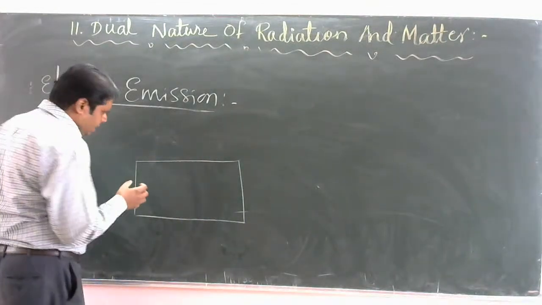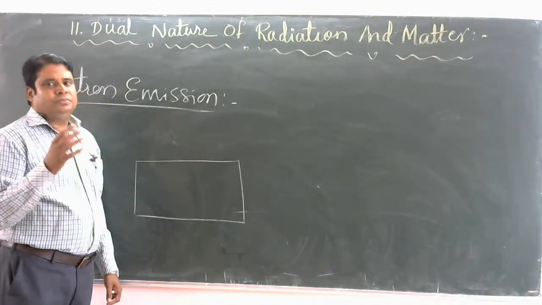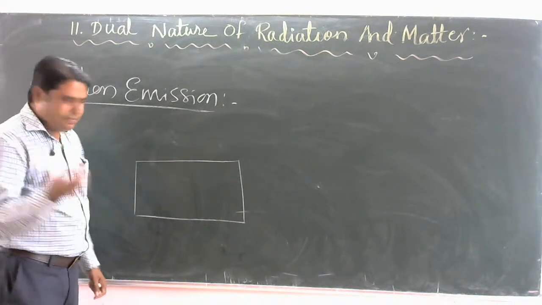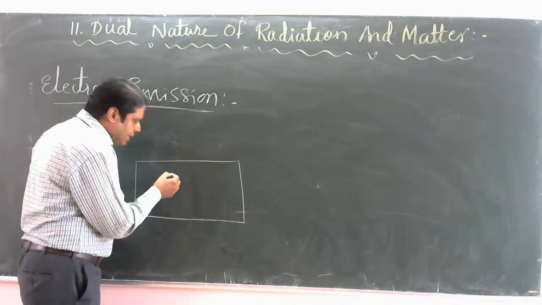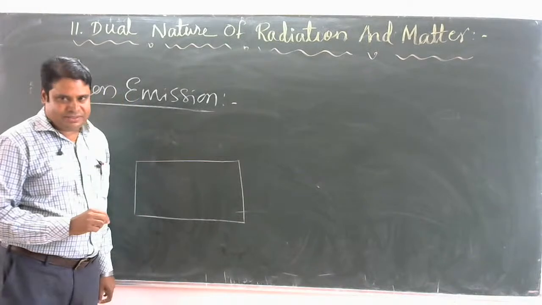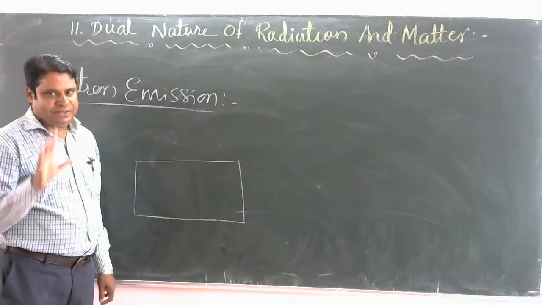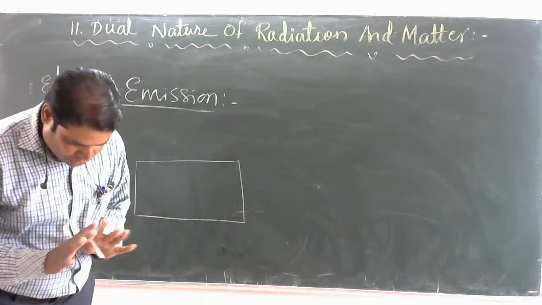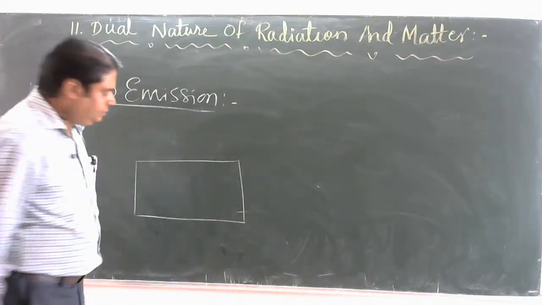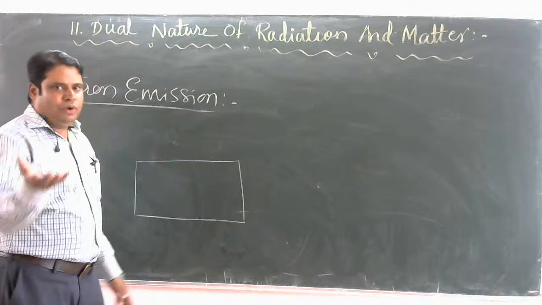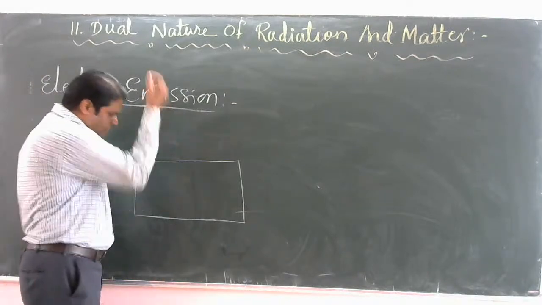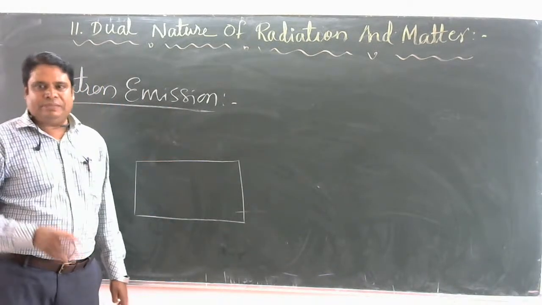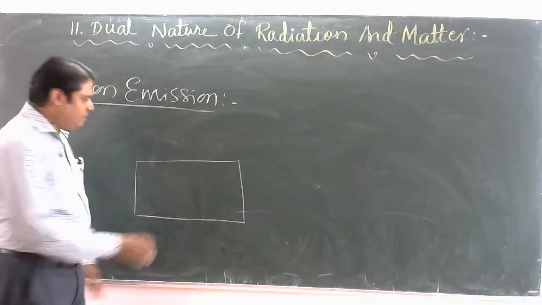Imagine by some means an electron tries to escape from this metal surface. I am using the term metal surface. Remember metal surface. I am now very much sticking to metal surface only, metals only. Okay. Imagine you are trying to remove some electrons, a single electron, from this metal surface.